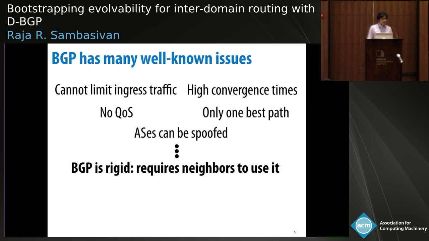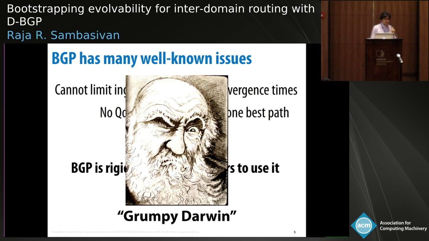Unfortunately, very few, if any, of these great ideas are being deployed. In this work, we argue that a key reason that new protocols have not been deployed is a fundamental problem with BGP itself. Specifically, it is very rigid. It requires neighboring ASs to use the same protocol, that is BGP itself, to create routing paths. This rigidity has made it difficult for the internet to change or evolve, making Charles Darwin really, really unhappy.